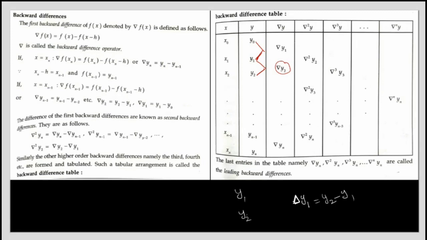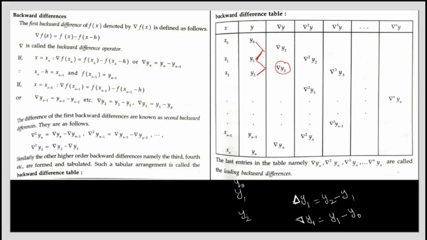If you take backward difference, it is represented with del. The backward difference del Y1 is equal to taking the previous step: you start from this step, Y1, minus the previous step, which is Y0. So Y1 minus Y0, going backward. Here we have taken forward step, and here we have taken backward step. Fine.